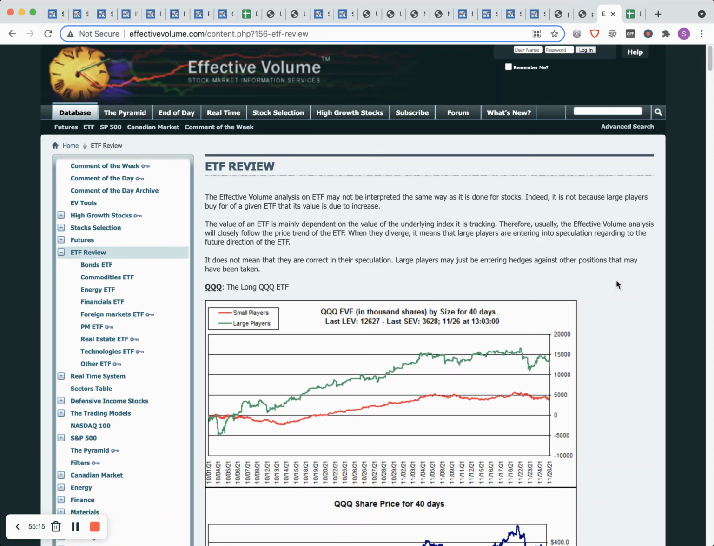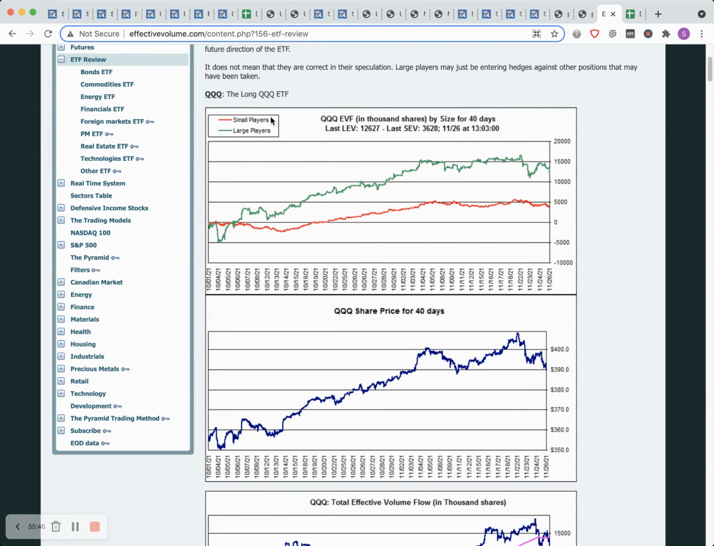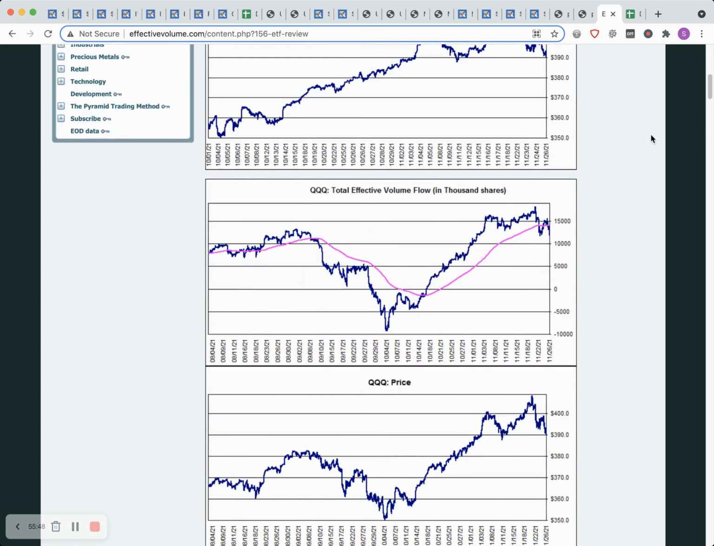Another thing that I look at quite regularly is another website. It's got a free area on the website. They obviously have a service where you can look at the effective volume between the large players and the small players, and they have their own models and stuff like that. But if you go to the ETF review section within effectivevolume.com, you can look at the large player volume and the small player volume separated out, as well as the combined large and small player volume, and you can apply stage analysis techniques to that chart.